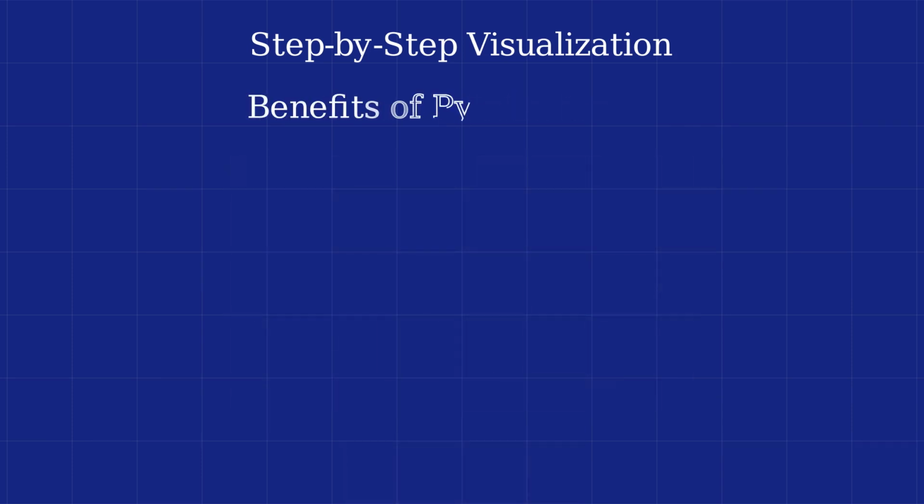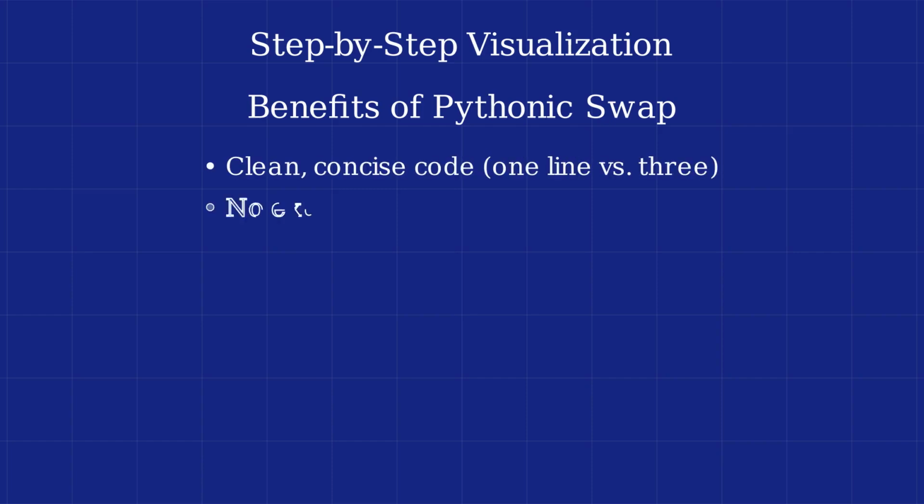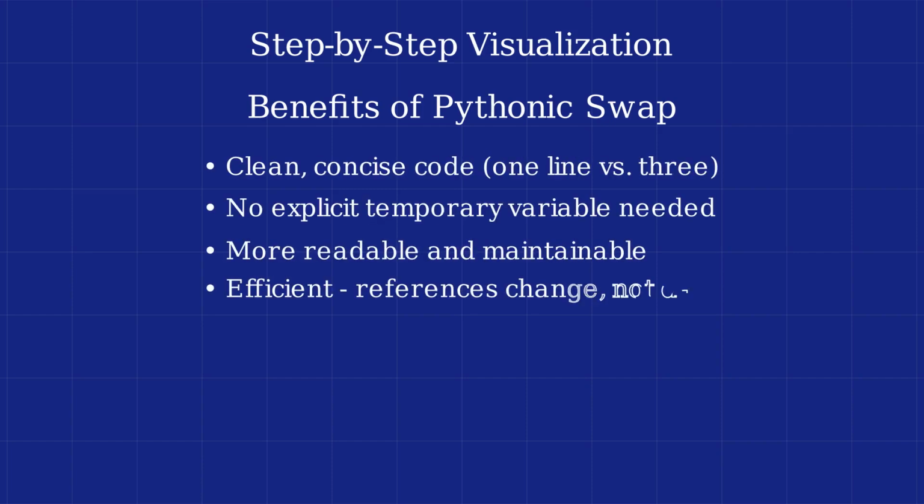The Pythonic swap method offers several advantages. It gives you clean, concise code, just one line instead of 3. There's no need for an explicit temporary variable. The code is more readable and maintainable. And it's efficient since only the references change, not the actual data.